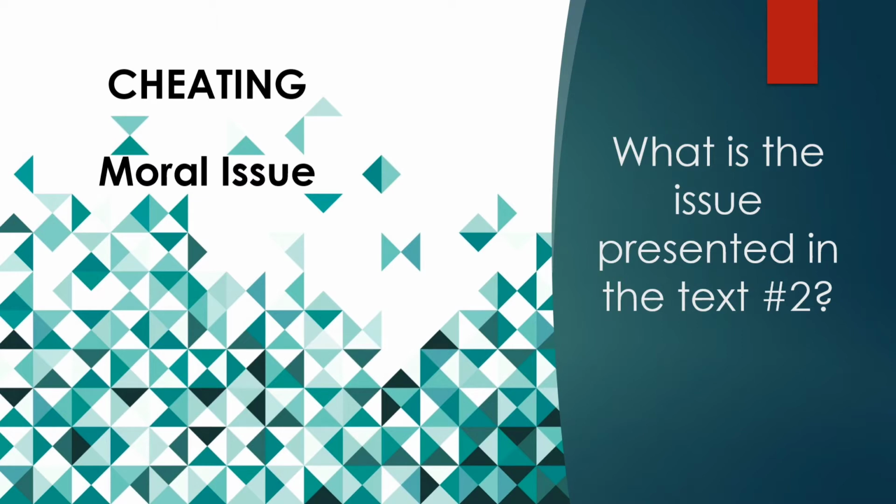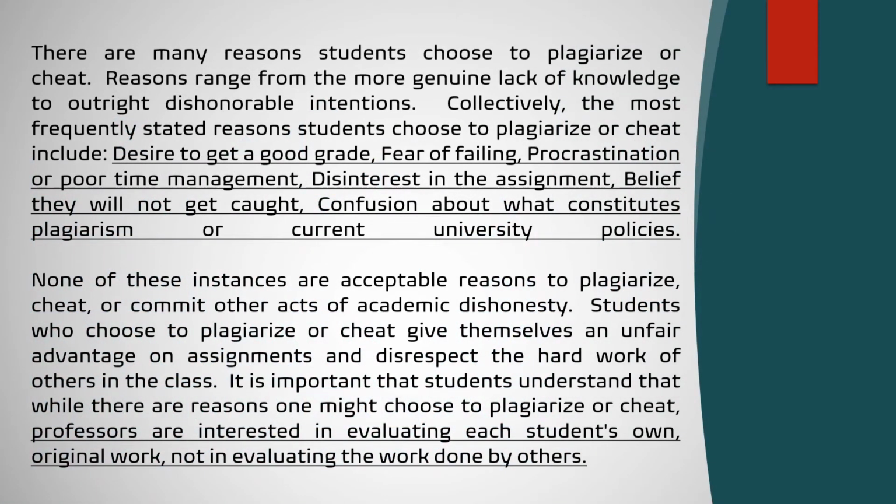There you have it. It's all about cheating. Cheating is an example of a moral issue. In the listening text, it presented various reasons that students choose to plagiarize or cheat. Moreover, it also presented a piece of advice for students to refrain from cheating.